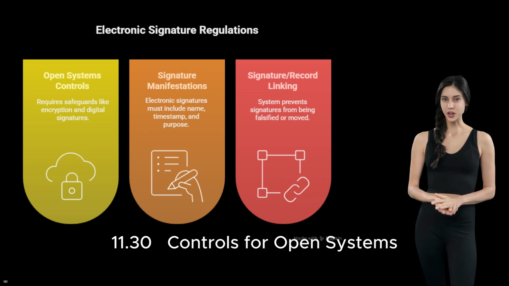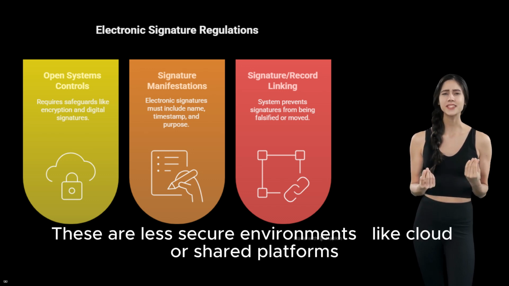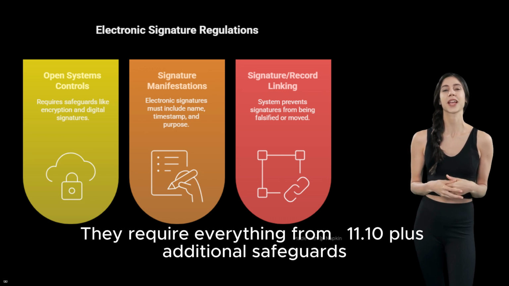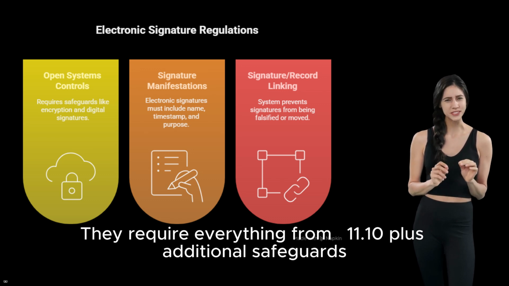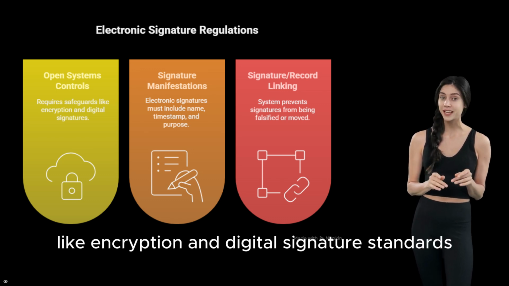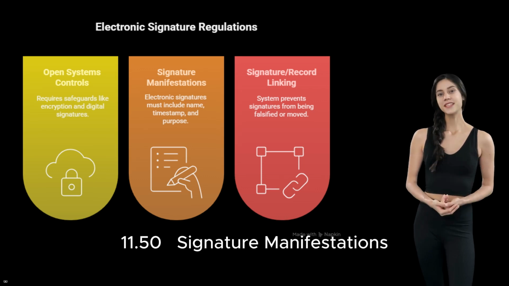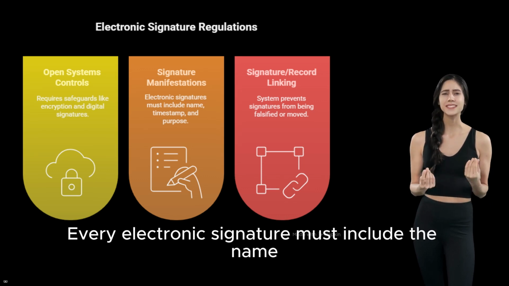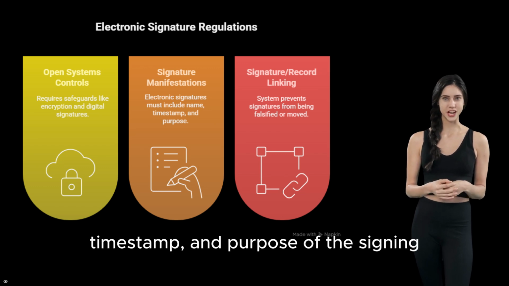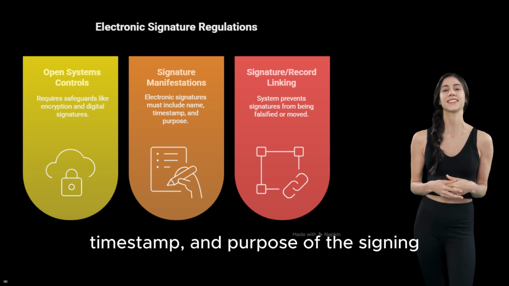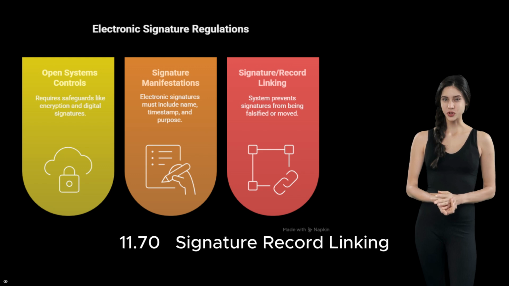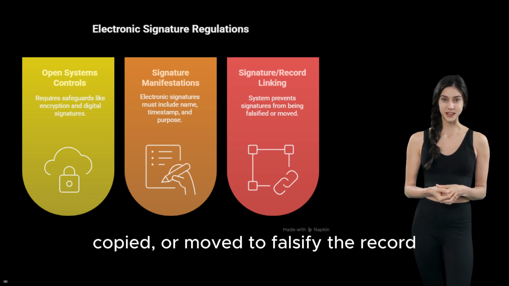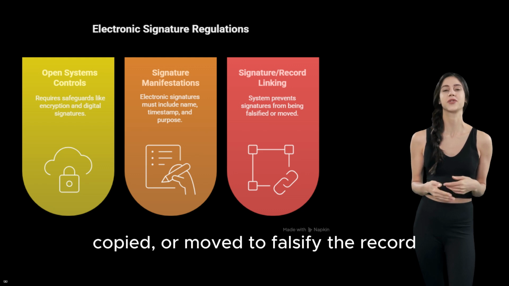11.30 Controls for open systems. These are less secure environments like cloud or shared platforms. They require everything from 11.10 plus additional safeguards like encryption and digital signature standards. 11.50 Signature manifestations. Every electronic signature must include the name, timestamp, and purpose of the signing. 11.70 Signature or record linking. The system must ensure signatures can't be cut, copied, or moved to falsify the record.